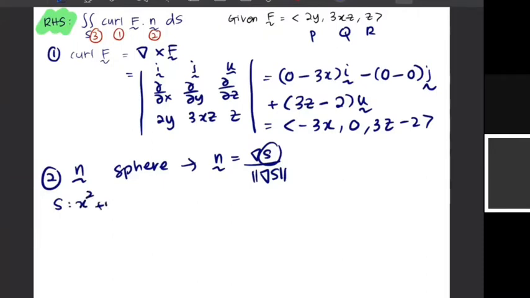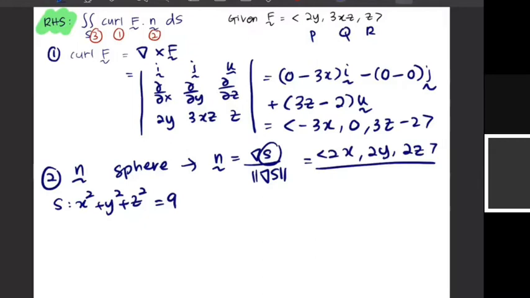When you write in vector notation, curl F is equal to negative 3x, 0, and 3z minus 2. Okay, then step number 2: find the unit normal, n.